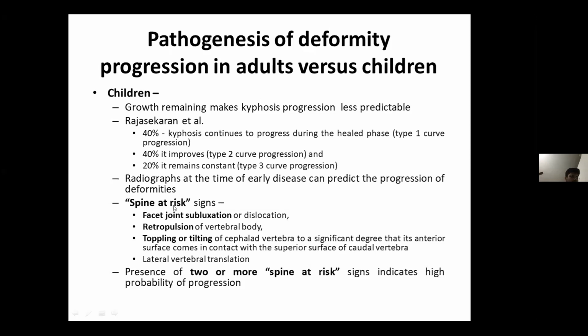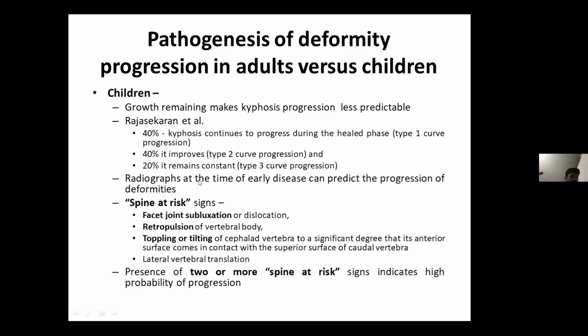Rajshekharan had put forth the spinal risk signs, again, quite well known. The basis of these spinal risk signs is that we all know that in tuberculosis, there is involvement of the anterior column and the middle column. But when there is an additional disruption, either anatomically or functionally, of the posterior column, that's when there is a very high chance that the curve follows a type 1 curve pattern.